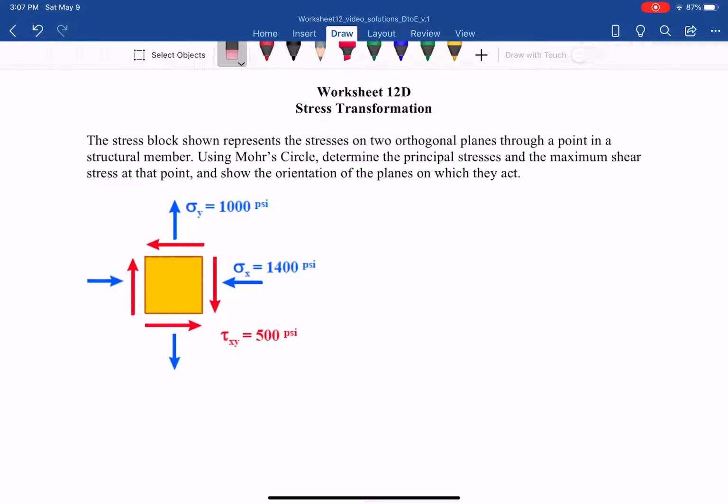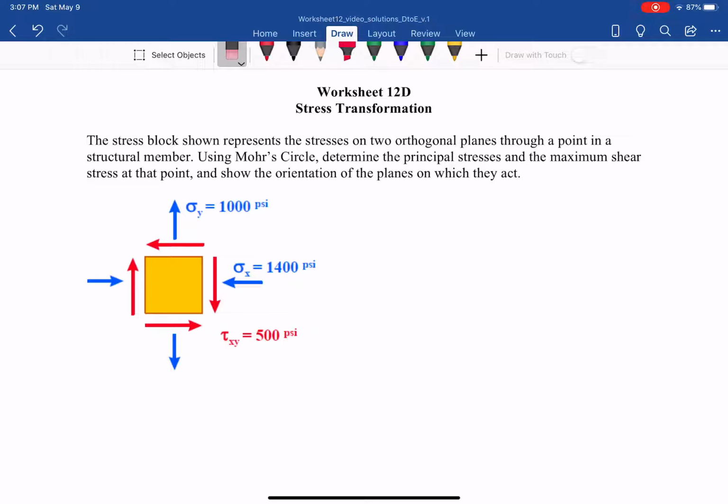Worksheet 12D, the stress block shown similar to or the same as 12A, B, and C, and using the Mohr circle to determine the principal stresses, the maximum shear stress, and show the orientation of the planes on which they act. Principal stresses is what 12A asks, and maximum shear stress 12B. So this problem combines 12A and 12B, but using a graphical method, in this case the Mohr circle. What we did in 12A, B, and C was the analytical method.